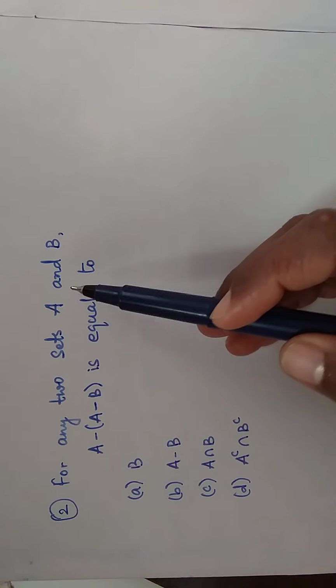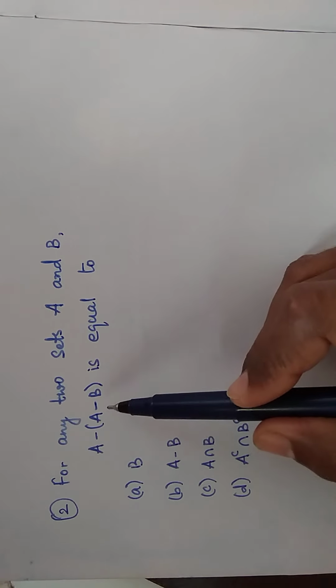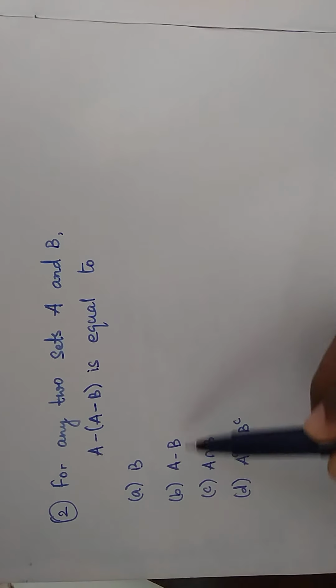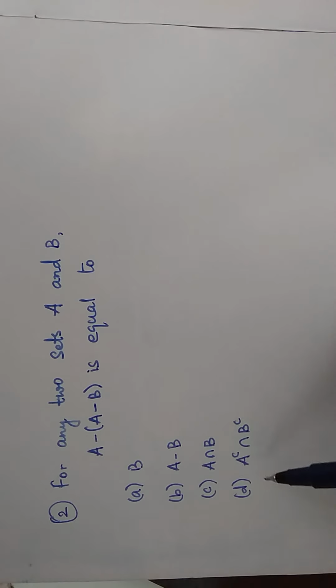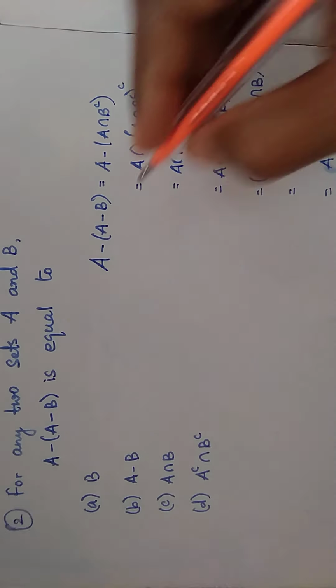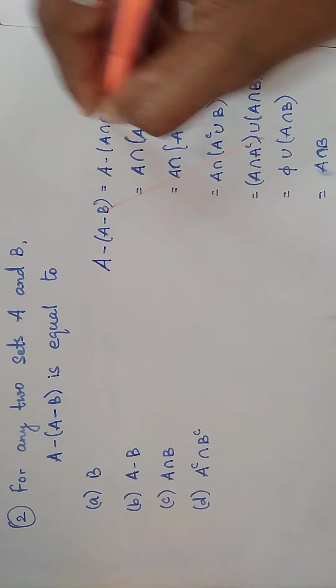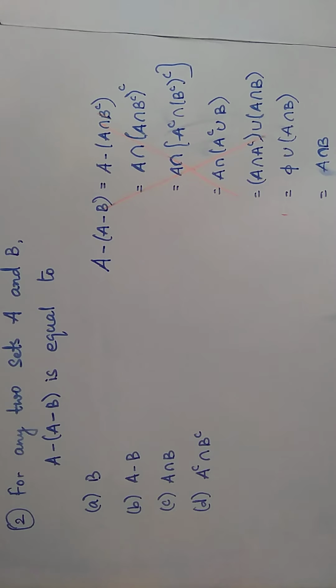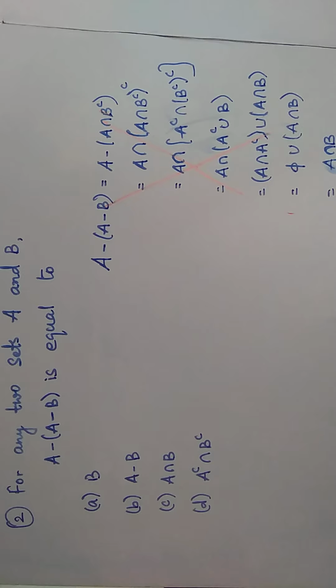For any two sets A and B, A minus (A minus B) is equal to: option A, B; option B, A minus B; option C, A intersection B; option D, A complement intersection B complement. Are you looking to solve like this? You don't need this method to solve this problem in seconds. You just need a Venn diagram to solve this problem.